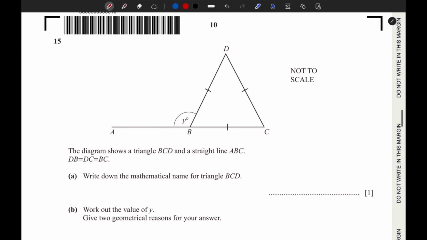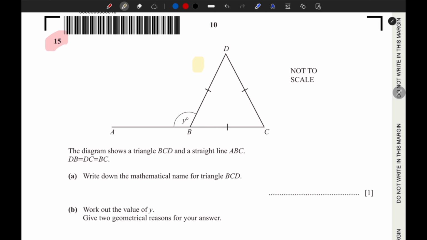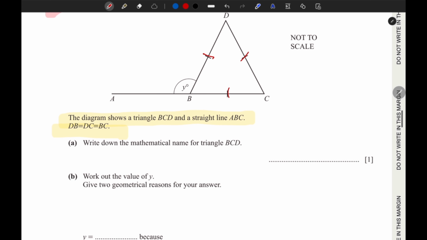Now moving on to the 15th one. The diagram shows a triangle BCD and a straight line ABC. So this is a triangle BCD, and a straight line ABC. DB equals BC equals DC. So basically they want to say that this is an equilateral triangle. You know that a triangle with all sides equal. Write down the mathematical name of the triangle BCD.